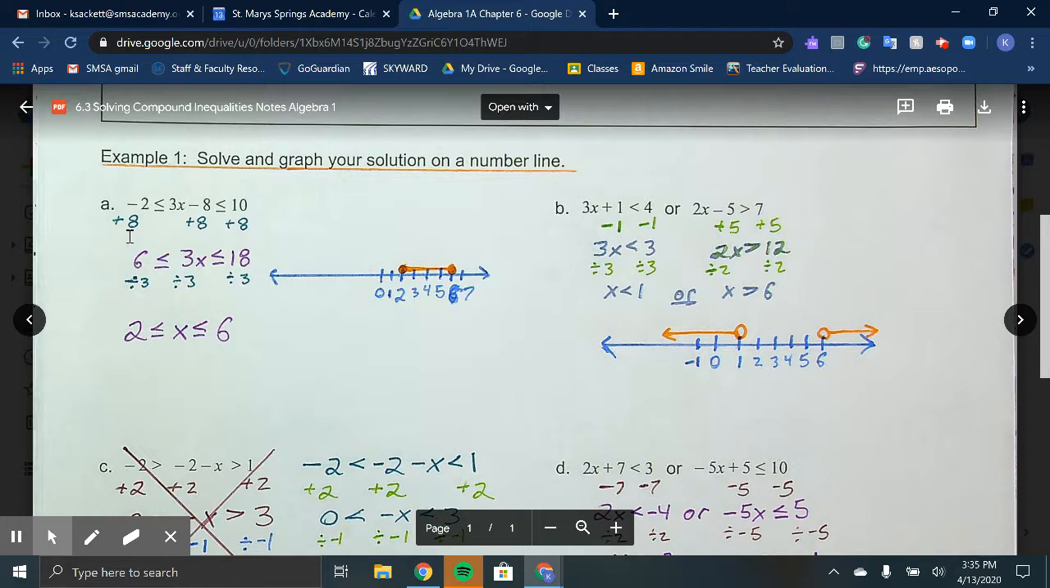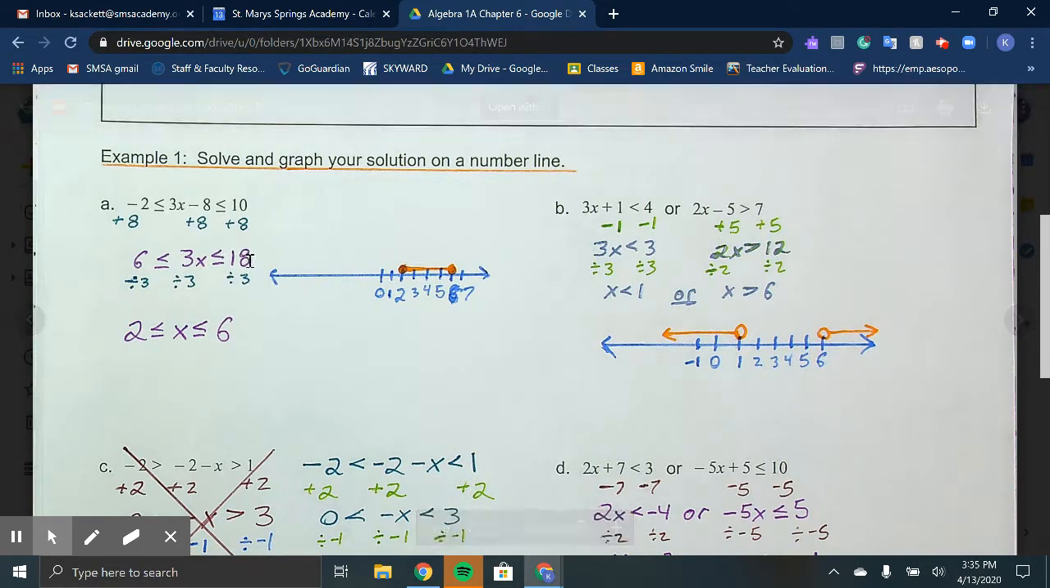Looking at A, our goal is to isolate the inside. So we want to get rid of the minus 8 from this expression, 3x minus 8. What I have to do is add 8 in the middle, and add 8 on the left and the right of the inequalities. So that becomes 6 is less than or equal to 3x, which is less than or equal to 18.